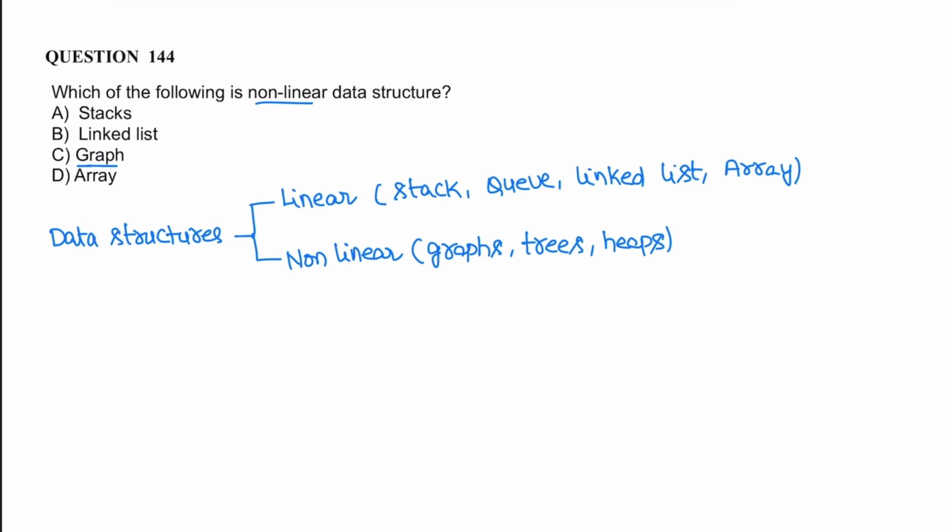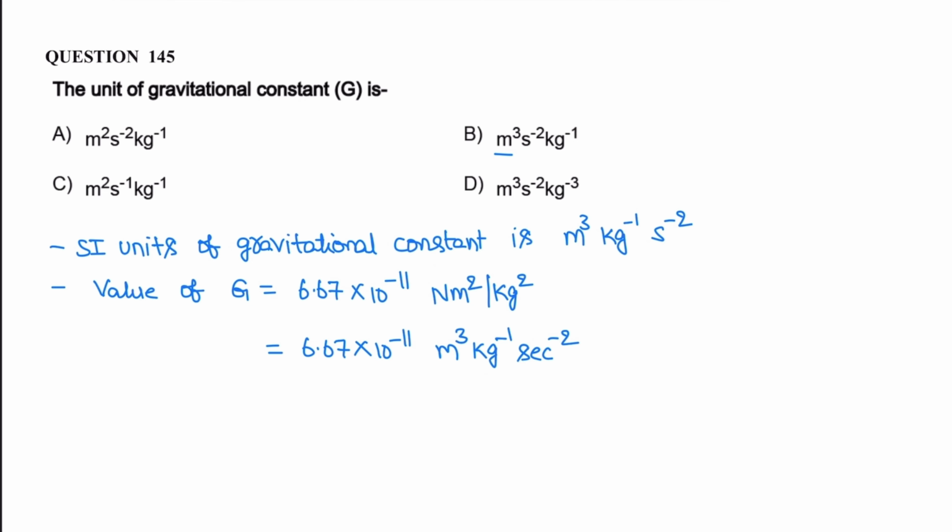Next, the units of the gravitational constant G are meter cube, kg inverse, second square, or Newton meter square by kg square. The value of G is 6.67 times 10 power minus 11. So the SI unit of gravitational constant G is meter cube per second square per kg.